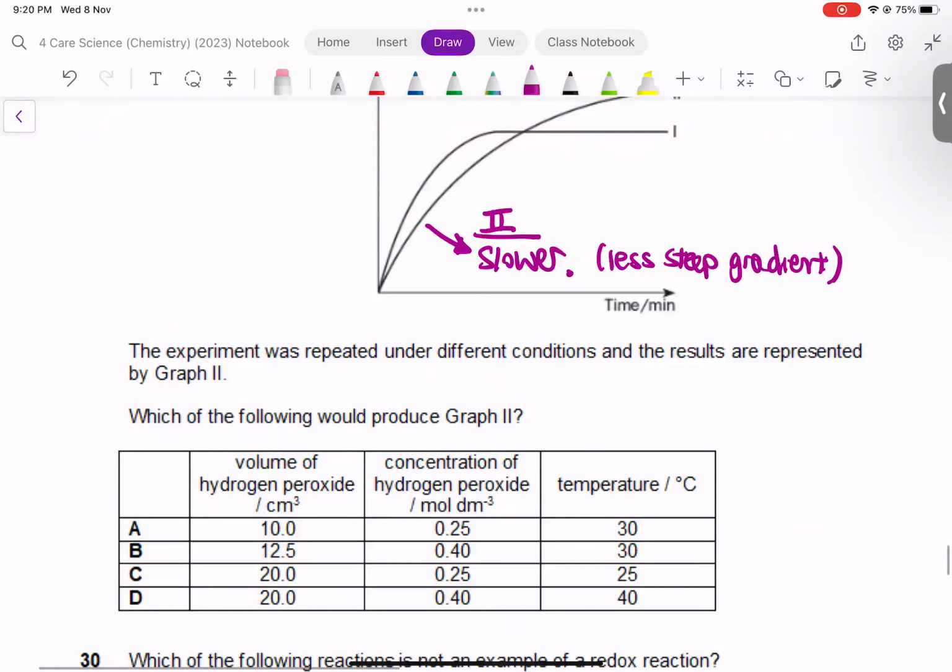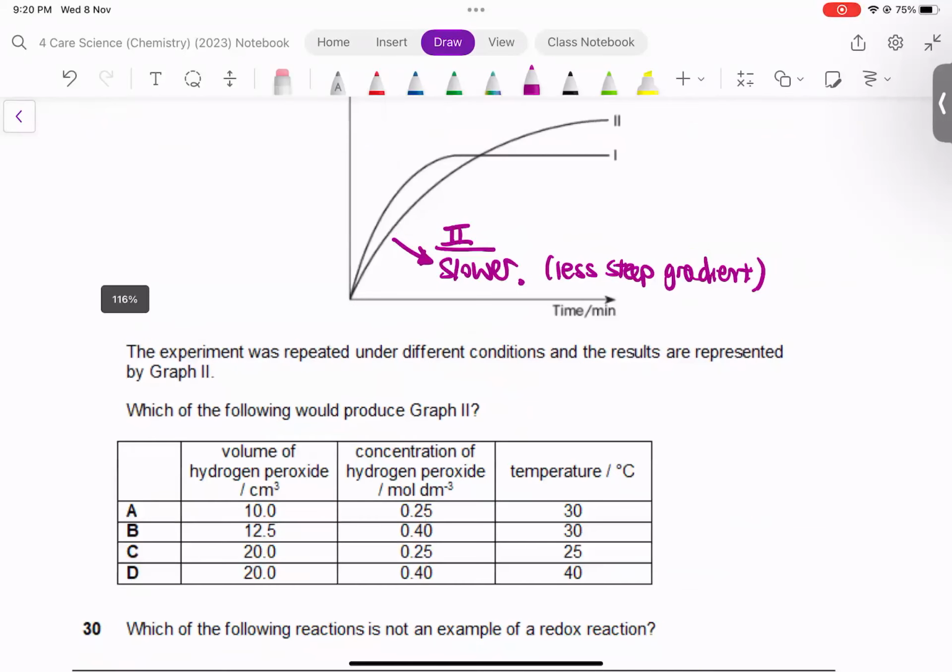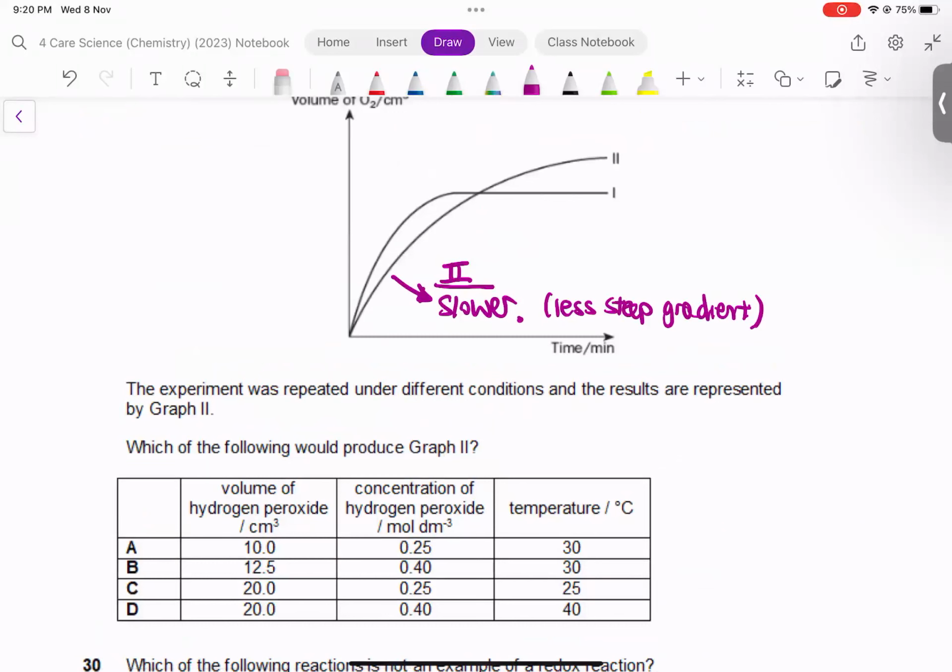So what will cause number 2 to be slower? Clearly, it cannot be a higher concentration or the same concentration. So clearly B is out. B is out because it has the same concentration of hydrogen peroxide and the same temperature. So that will not result in a slower reaction. Another option, which also has to be eliminated now, is D.